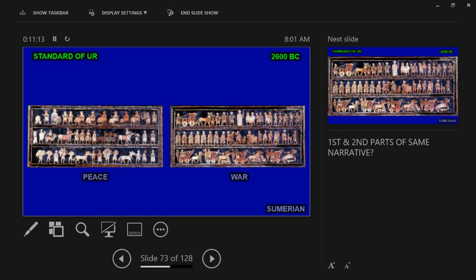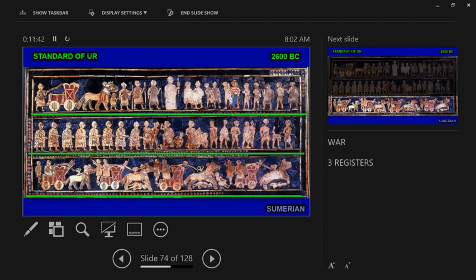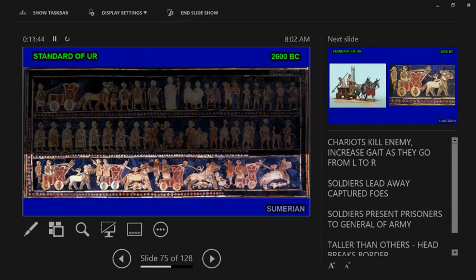On this standard of Ur, there's two sides. There's a side of peace and there's a side of war. And it's possible that these are the first and second parts of the same narrative. Even though they're two different stories, they could be two different parts of the same story. So let's take a look at the side of war first. We've got these registers, and we'll take a look at the bottom register first.